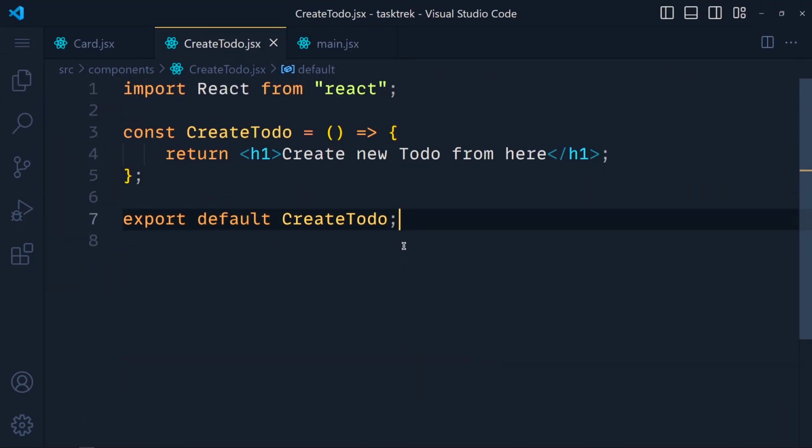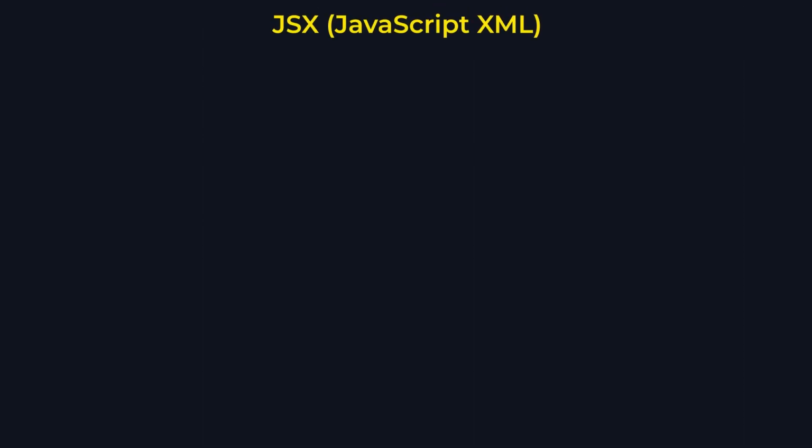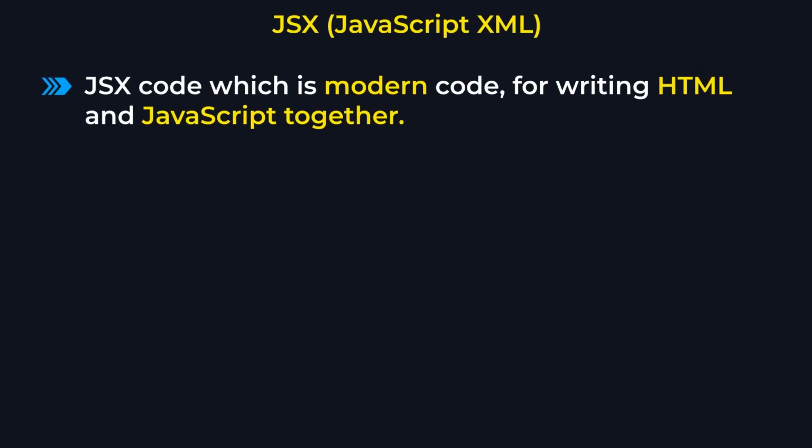Now in the previous lesson, we created our component and we also returned code that looks the same as HTML code. But as I told you before, this is not HTML code, it is JSX, which is modern code for writing HTML and JavaScript together. We saw this in section 1, but that was just a little introduction. Now let's understand how it works internally.